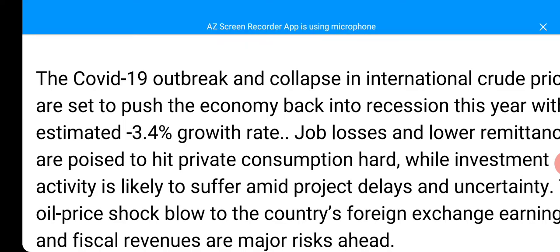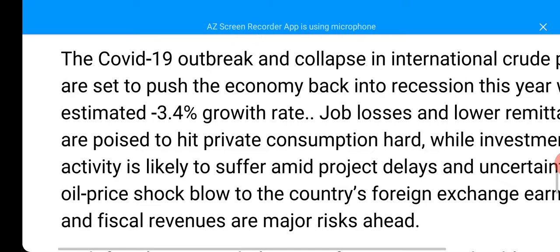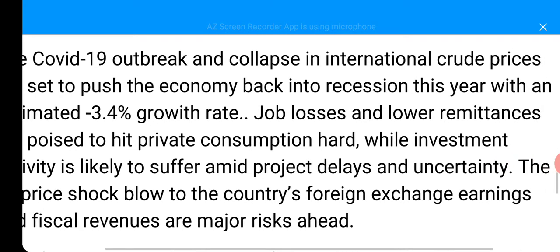Job losses and lower remittances are poised to hit private consumption hard. So many people in the private sector have lost their jobs to the pandemic, and even the money that Nigerians abroad send into the country, which we refer to as remittances, is reducing. This is affecting private consumption of goods and services, while investment activity also suffers as there are delays to project executions and uncertainty.